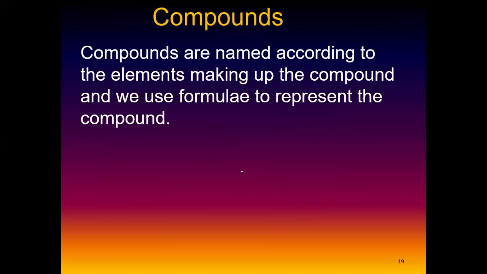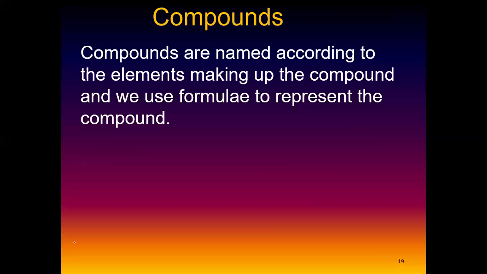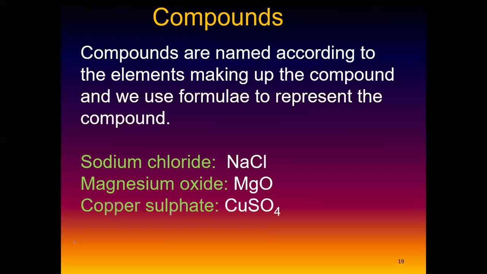And then let's talk about the compounds. We said that the compounds are a combination of elements, and then we represent the compounds with formulas, right? Like H2O, sodium chloride. These are compounds, combinations of different elements. So sodium chloride is one of the examples. Magnesium oxide is one of the examples of a compound which is made up of different elements. Copper sulfate is one of the examples of a compound.